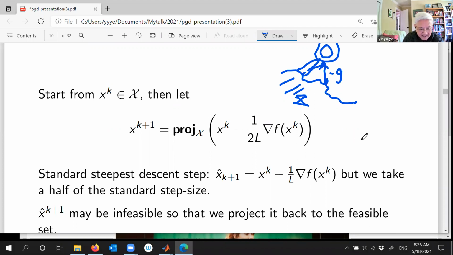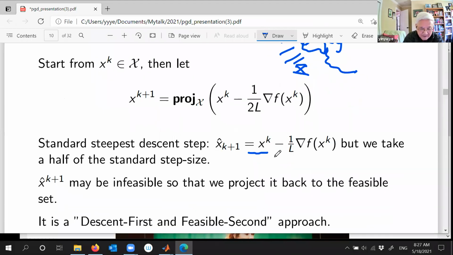So I want to emphasize, then do the projection. Projection is basically finding a point in the set which is close to this one. The one difference here is that standard steepest descent usually takes 1 over L. Even if you don't know what L is, you can still do an inexact search, try L and do some kind of backtracking to find L. This is how people use it in practice. But here I just assume we somehow know this L.